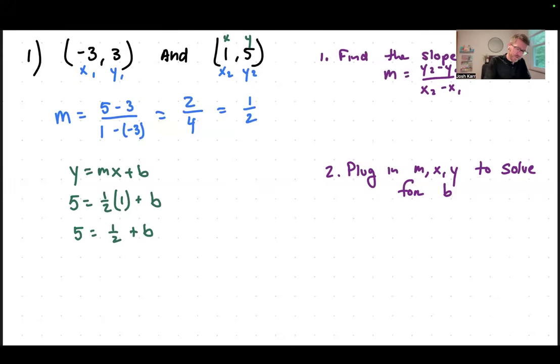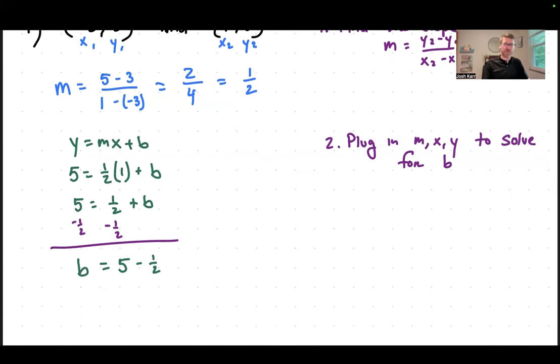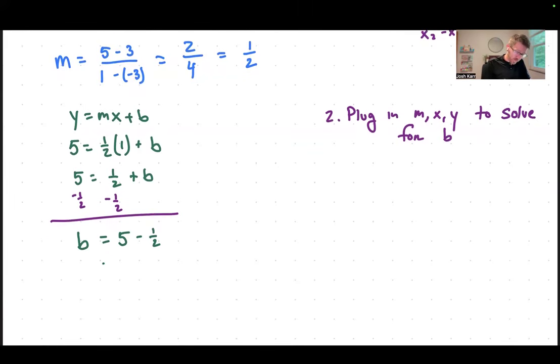I've just got 1/2 here. I'm going to subtract 1/2, right, to get b by itself. So b is 5 minus 1/2. Just to make sure we represent this correctly as a fraction, 5 whole, right? 5 whole is 10 halves. So that will be 9 halves.